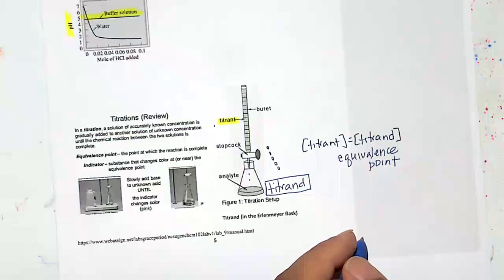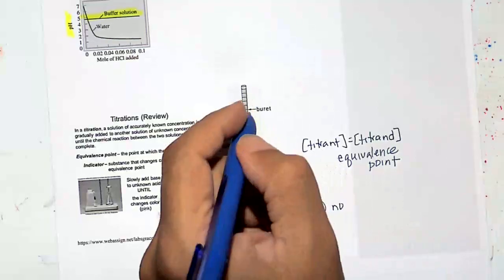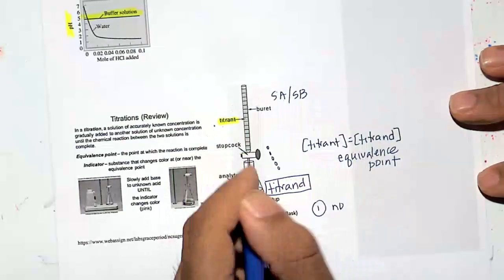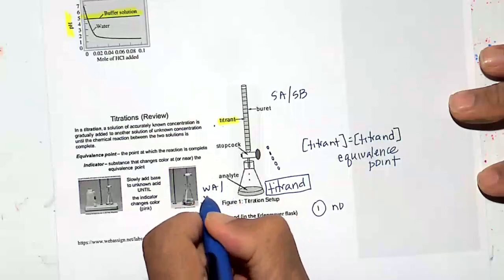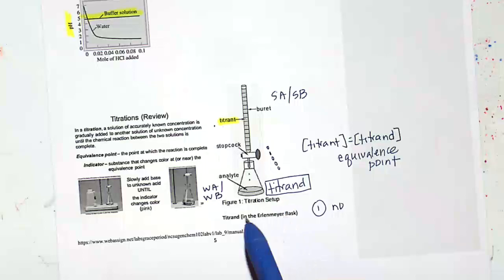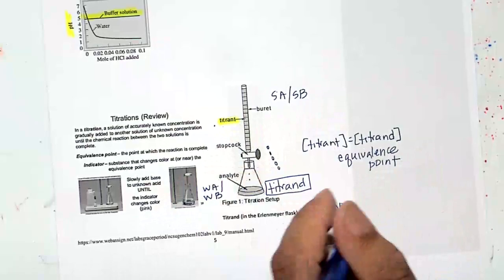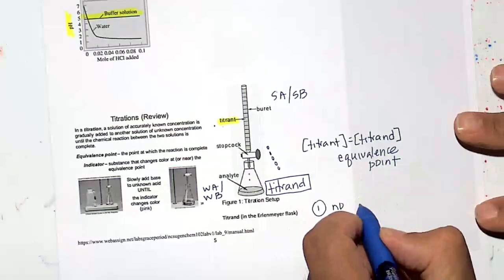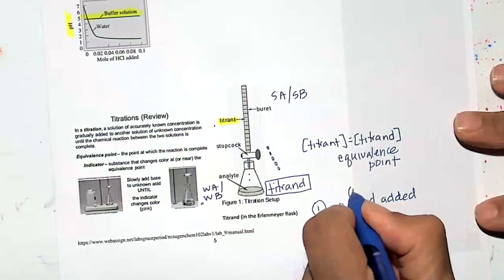So there's basically 4 phases to a titration. Phase 1. This can be a strong acid or strong base that's in the burette, and this could be a weak acid or weak base that's in the flask, also known as the titrand. So we'll have different combinations that you can have here. But there's 4 phases here. The first phase, let's say there is no acid added, or base.